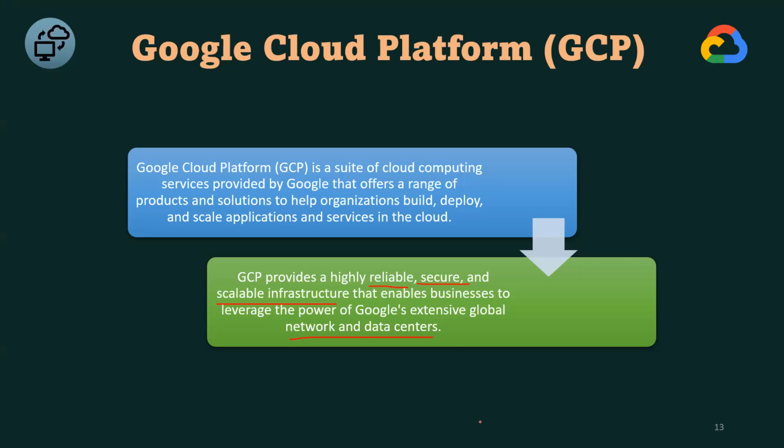These global network and data centers are situated in different regions, and it is already available in multi-regions. Even in India, we have two data centers in Mumbai and Delhi. Okay, so that is how Google Cloud Platform is providing you the cloud computing services. If one organization wanted to build, deploy, or scale their applications in the cloud, for all of those things you have specific services available in the Google Cloud Platform. You can leverage Google's extensive global network and data centers for that particular use case.